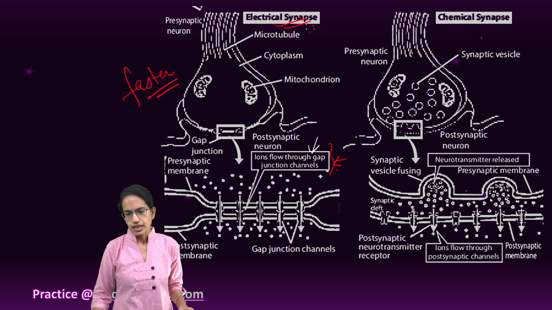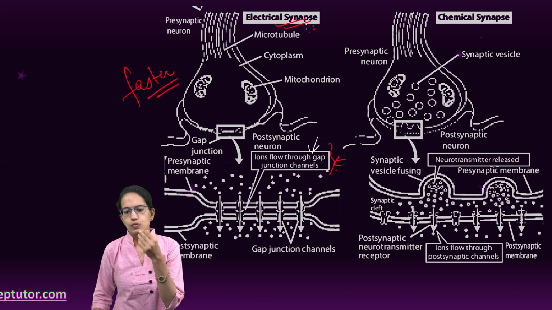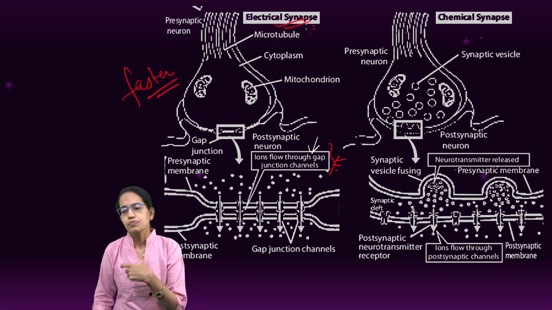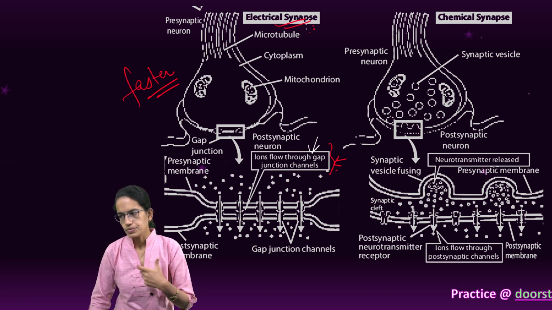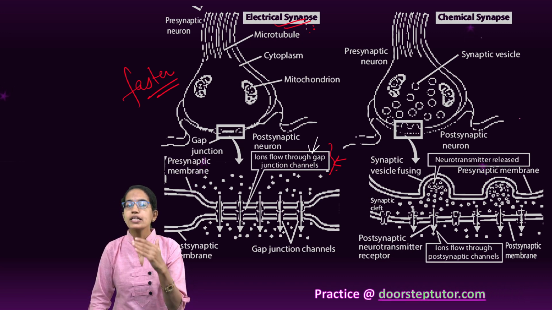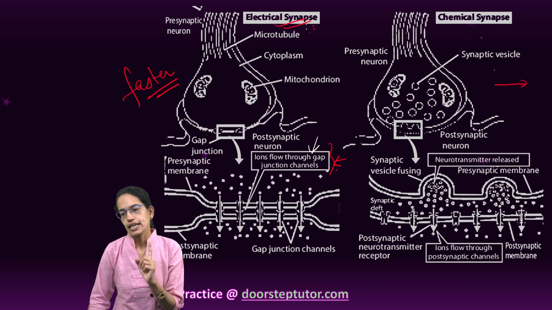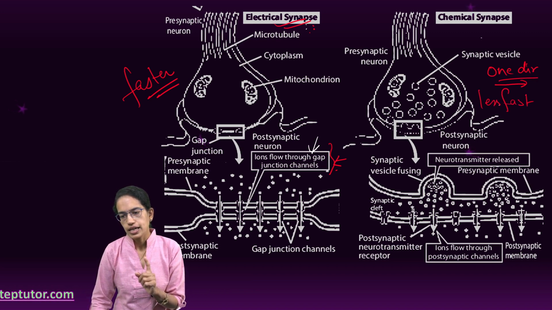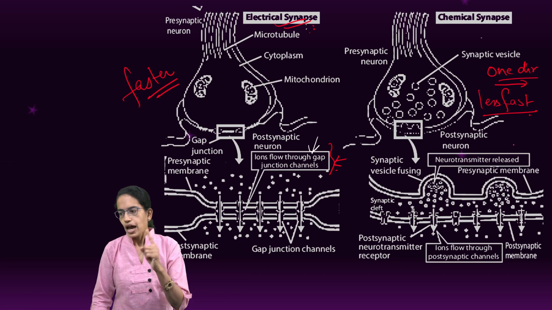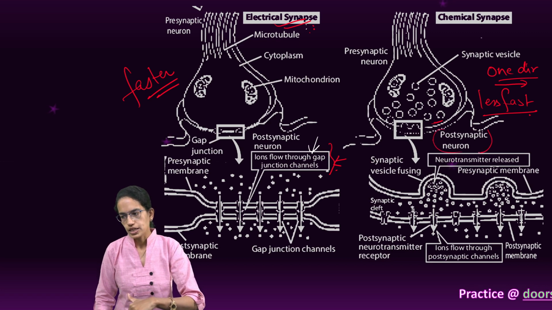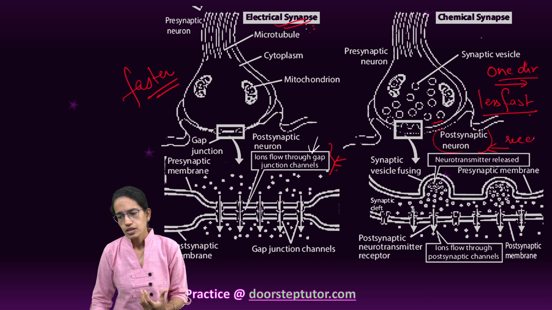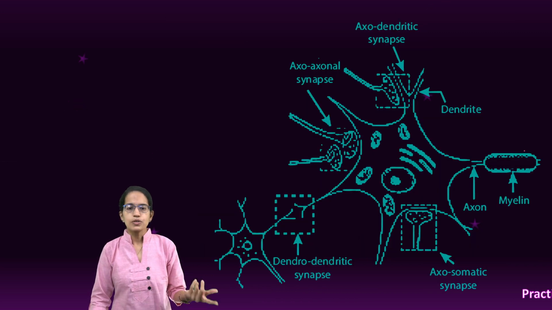The next is chemical synapse. Chemical synapse occurs when a chemical substance is released, mainly in the form of release of neurotransmitters, and the chemical synapse operates only in one direction. Also it is relatively less fast as compared to the electrical synapse, and the neurotransmitters are stored in the presynaptic cleft and released in the postsynaptic neuron. The postsynaptic neuron has the receptors for the neurotransmitters. Clear? Coming on to the next classification.